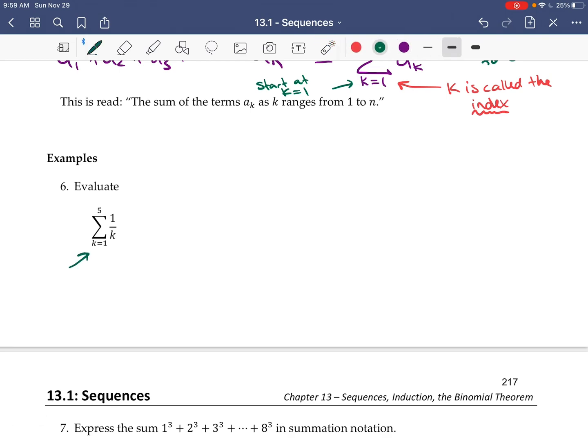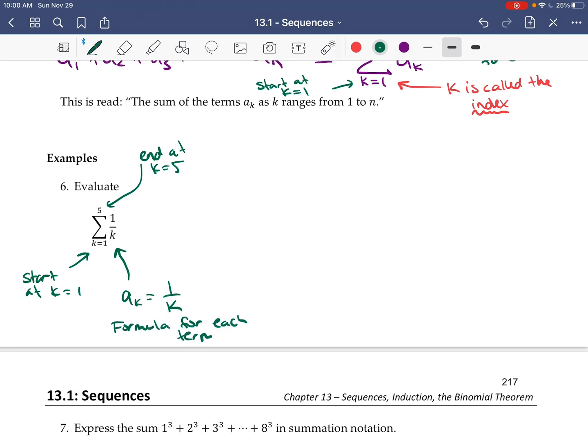Here we start at k equals 1, and we're going to end at k equals 5. The formula a_k is 1 over k. This is the formula for each term. So what this sum is, we start with k equals 1. I'm just going to write these out: k equals 1, then k equals 2, k equals 3, k equals 4, and k equals 5.